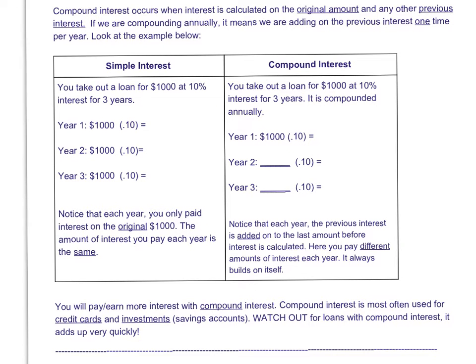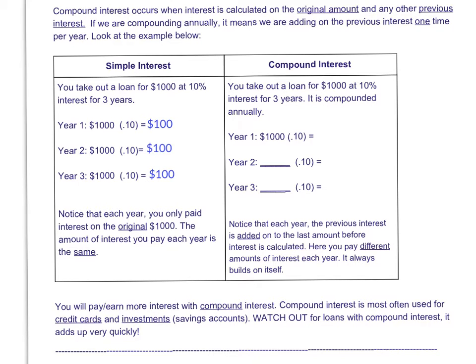So when we calculated the simple interest, in year 1, we would just take the original amount, the 1,000, times the 0.10, and that would tell us how much interest we'll pay for the year. So that's 100. Year 2, 1,000 times, again, that 0.10 is the same exact value. And the same will be true for year 3. So notice that each year you only pay the interest on the original amount, the $1,000. So the amount of interest you pay each year is the same regardless.